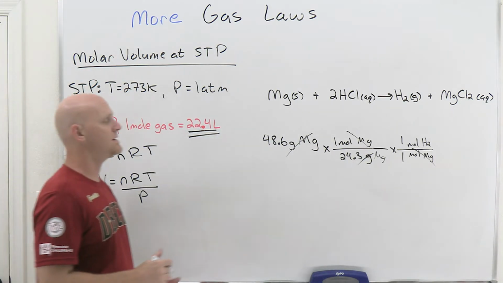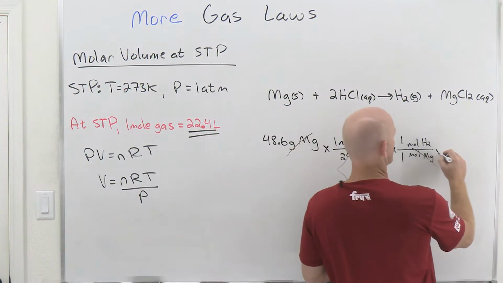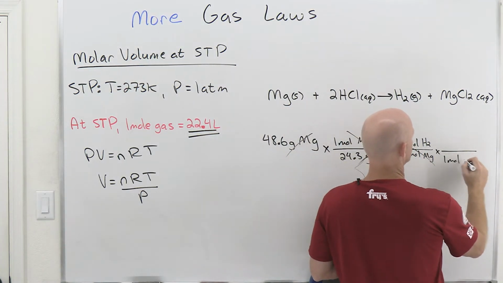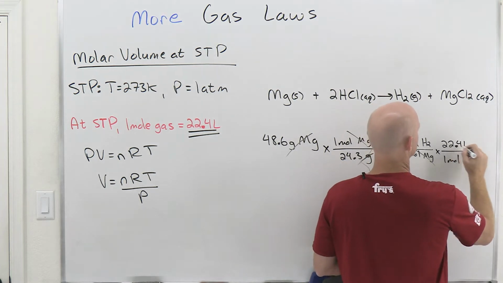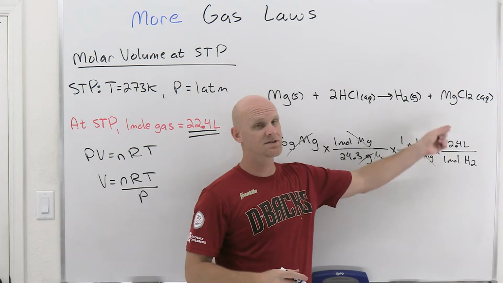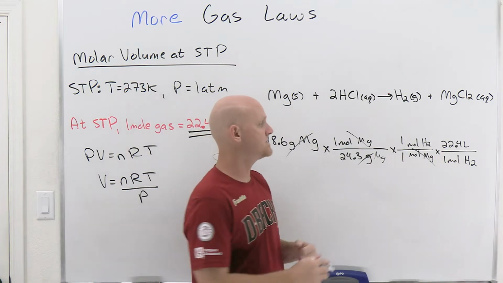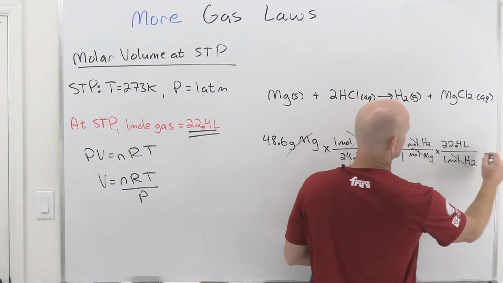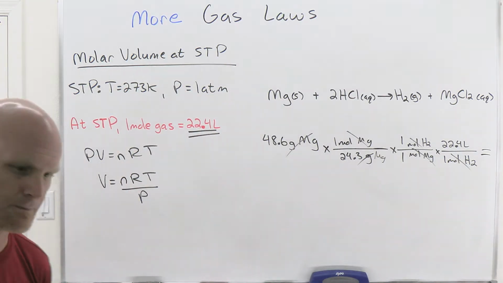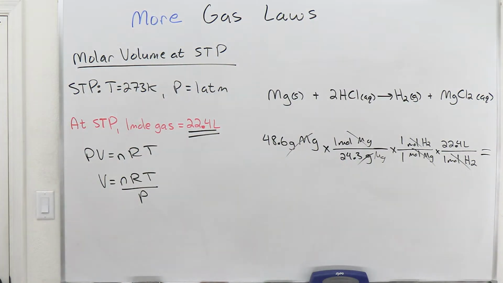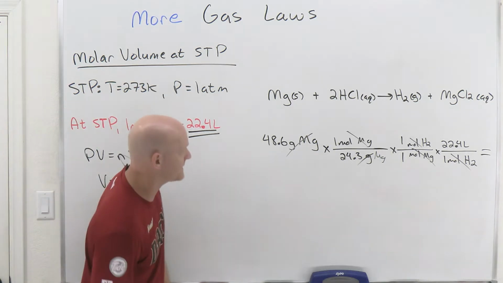But at STP, you can just say that 1 mole of any gas, including H2, has a volume of 22.4 liters. And again, the only reason we can do this is because they told us we're at STP. So it's just one further calculation. Now we'll pull out a calculator. In fact, you can probably do this without the calculator, but we'll need it later anyways.